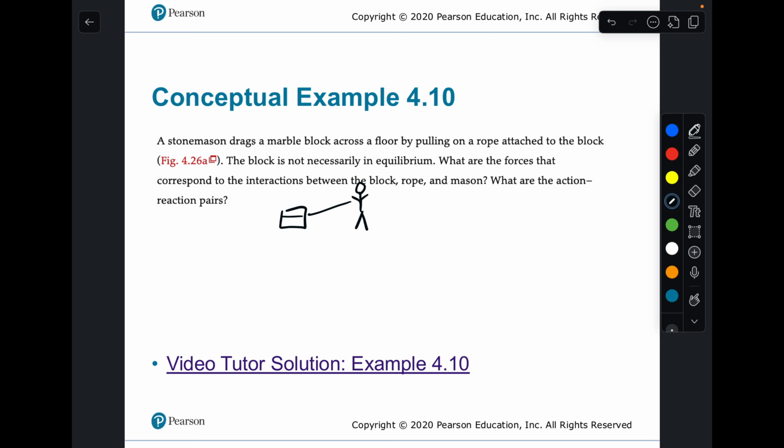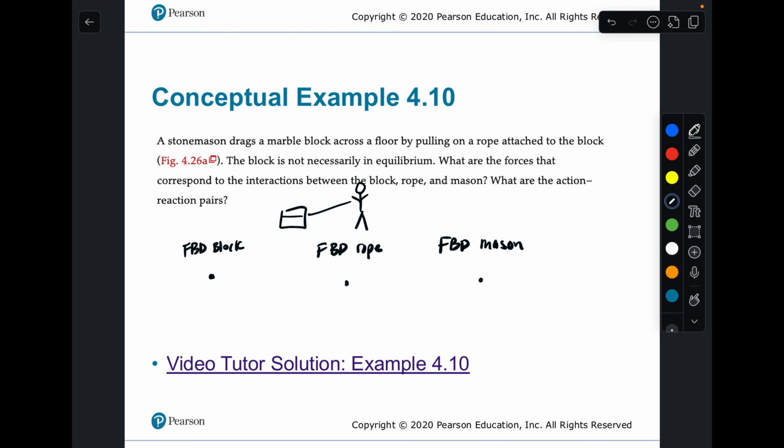The block is not necessarily in equilibrium, meaning the block could be accelerating. So the question is, what are the forces that correspond to the actions or the interactions between the block, the rope, and the mason? And what are the action-reaction pairs? So we're going to do it this way: the free body diagram of the block, and then the free body diagram of the rope, and then the free body diagram of the guy.